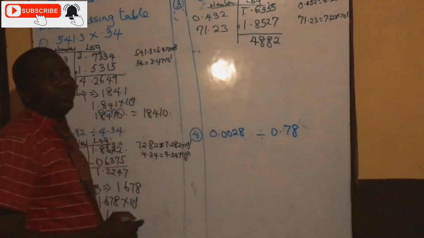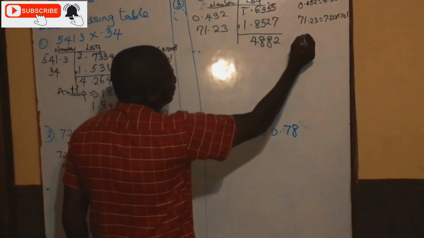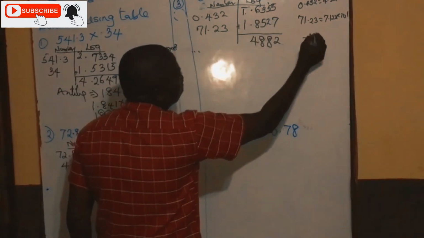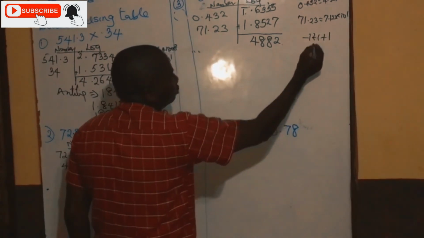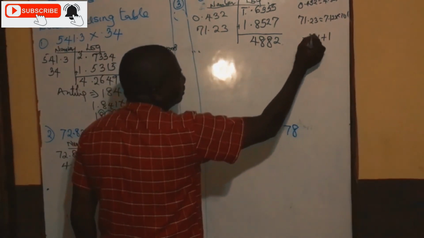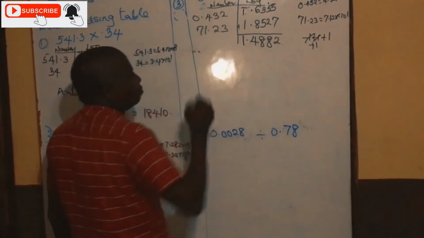When we are dealing with the negative number, we have to be very careful. This is minus 1 plus 1, then the 1 we carry plus 1. So this will now be minus 1. We cancel, it remains plus 1. So the answer here will be 1.